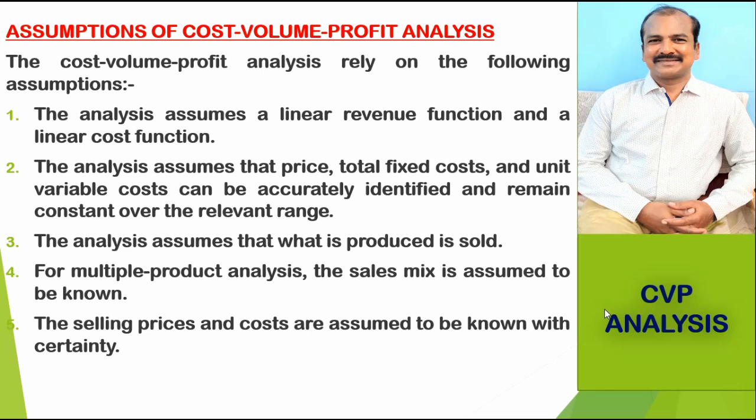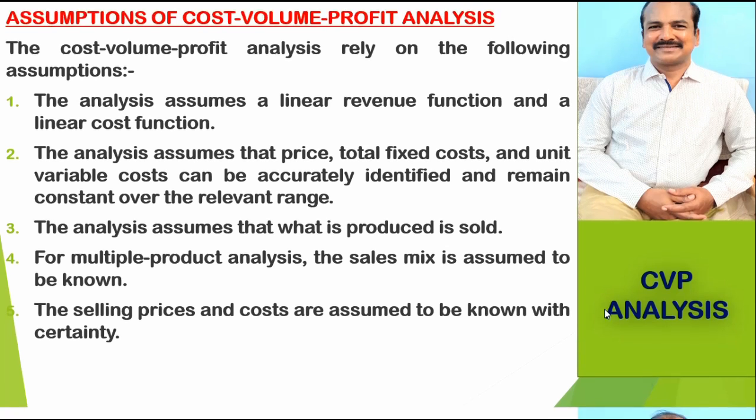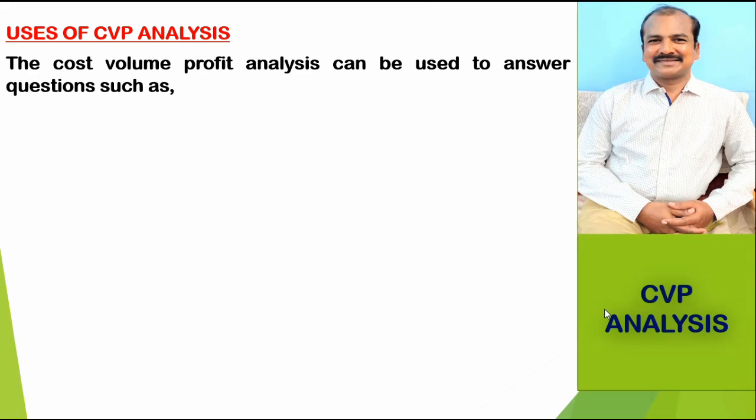Then the fifth assumption here is the selling prices and cost are assumed to be known with certainty. We believe that there are no great fluctuations with regard to the selling price and cost of making the commodity. And the last concept to be discussed in the video is uses of CVP analysis.